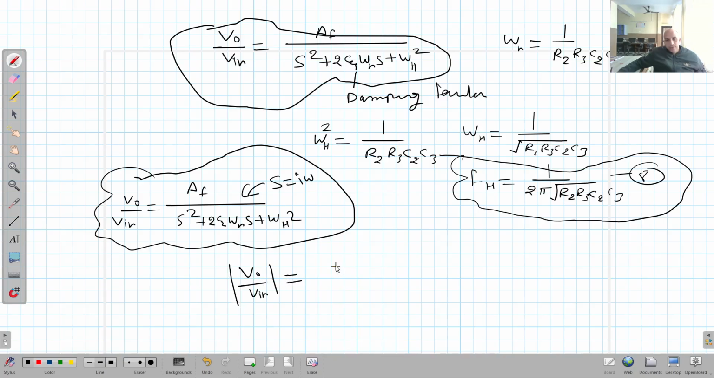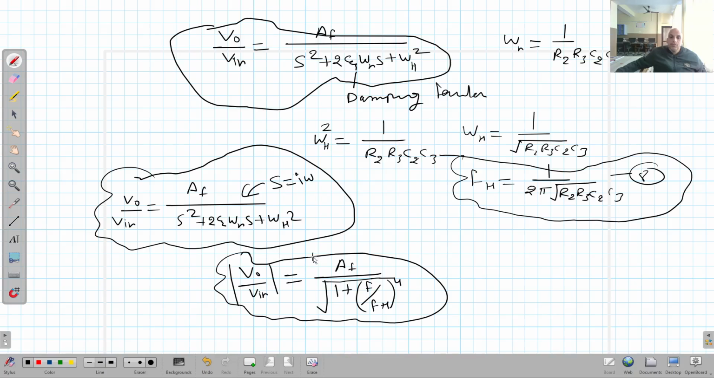Then it will be AF upon 1 plus F upon FH power 4, and the whole term under the root. Okay, this is the frequency response of this. This equation tells us about the frequency response of this second order low pass filter, right?